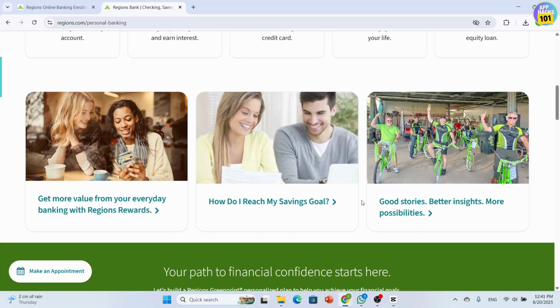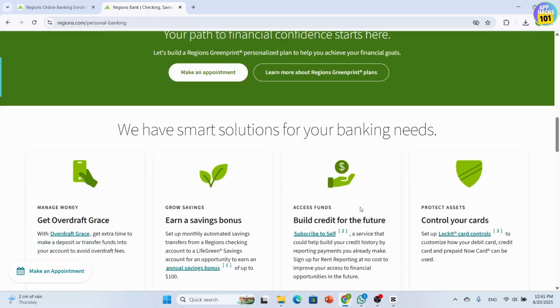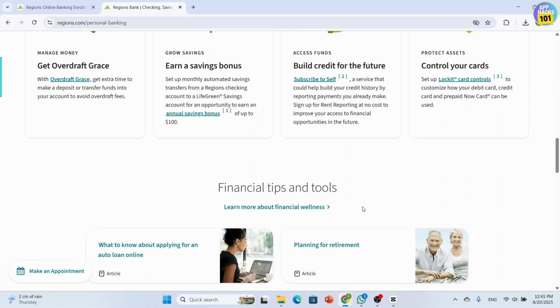your accounts. And that's it. That's how you can transfer money between your Regions bank accounts.